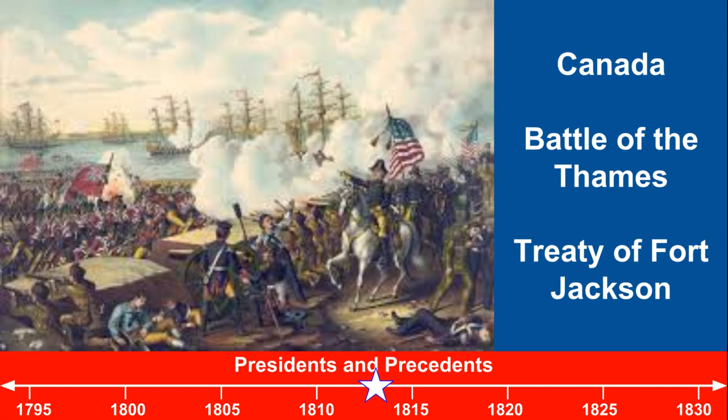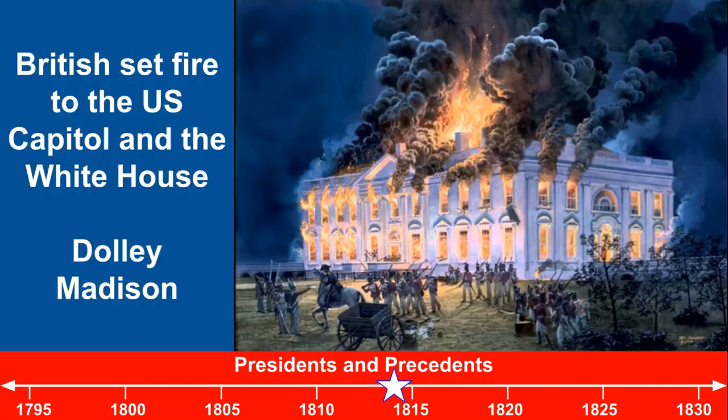The following March, Andrew Jackson, who was the leader of the Tennessee militia, defeated the Creek Nation in the Battle of Horseshoe Bend. Jackson forced the Indians to sign the Treaty of Fort Jackson. The treaty forced the Creek Indians to cede 23 million acres of their territory to the United States government.